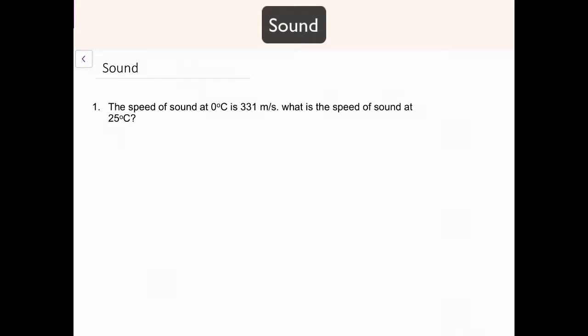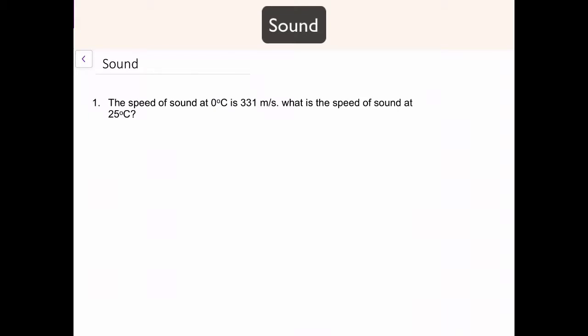Make sure that you went through the whole material, the lecture part, and now we are in the review part. The speed of sound can be calculated using an equation. First of all, what are our given parameters? Our temperature is given as 25 degrees centigrade. But what is V at this temperature?